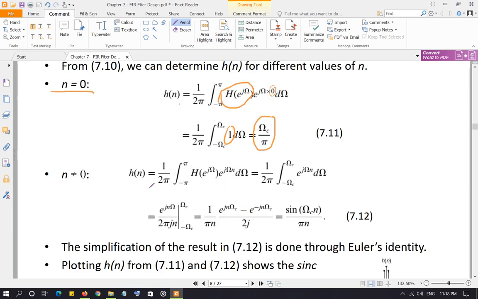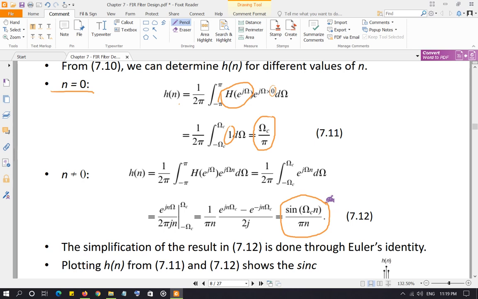And when n is not equal to 0, then we are going to get h of e^(j omega), which is of course still 1, but then we're going to get this function, and once you take the integral of this function and solve it, this is what you're going to get right here.